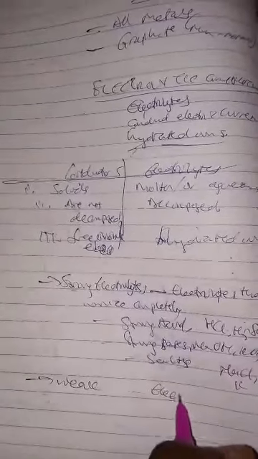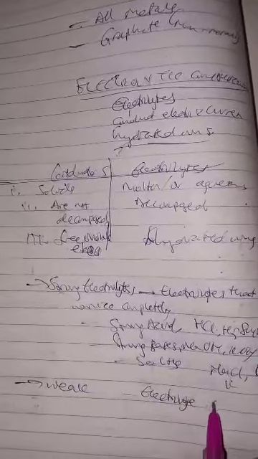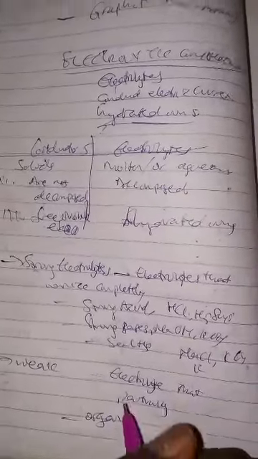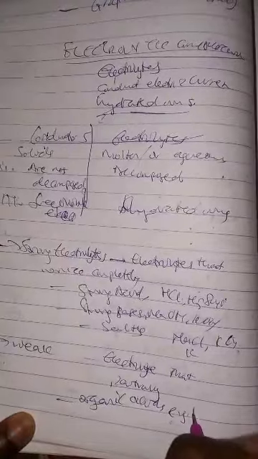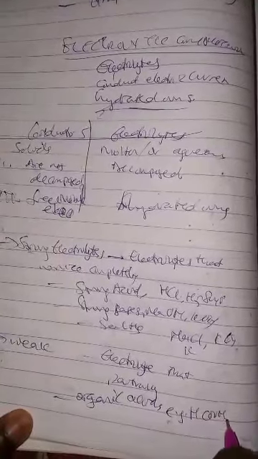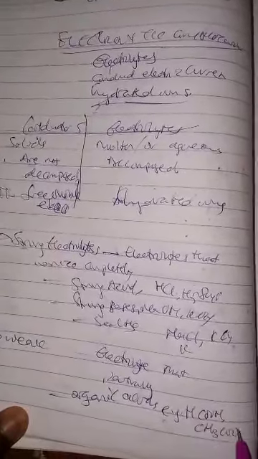Now, weak electrolytes are electrolytes that ionize partially. Examples are organic acids. All organic acids are weak. What are examples of organic acids? We have HCOOH, methanoic acid, and CH3COOH, ethanoic acid. This one is methanoic, this one is ethanoic. We also have oxalic acid, (COOH)2.